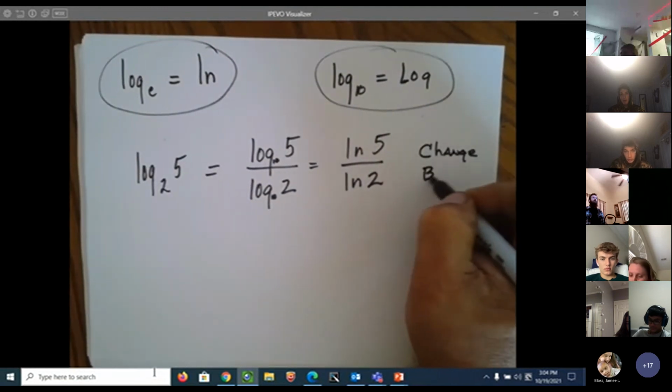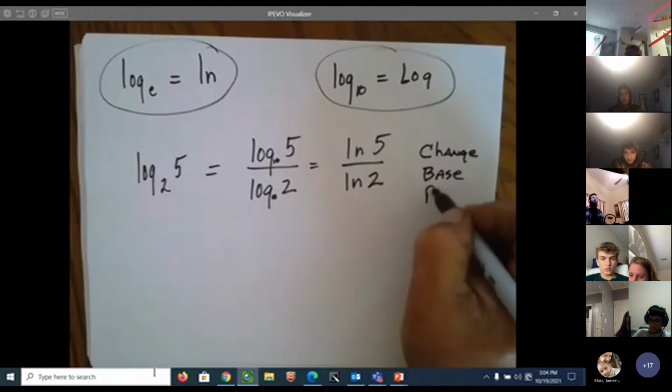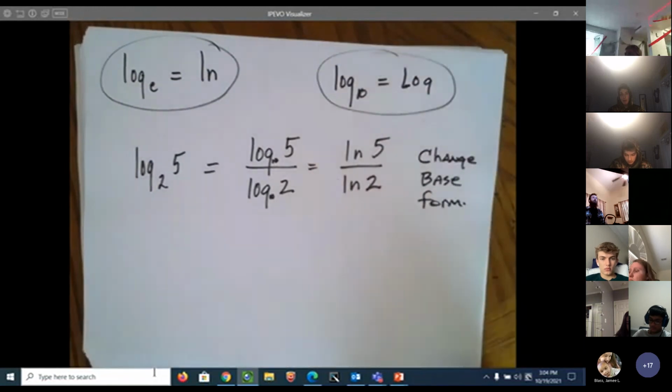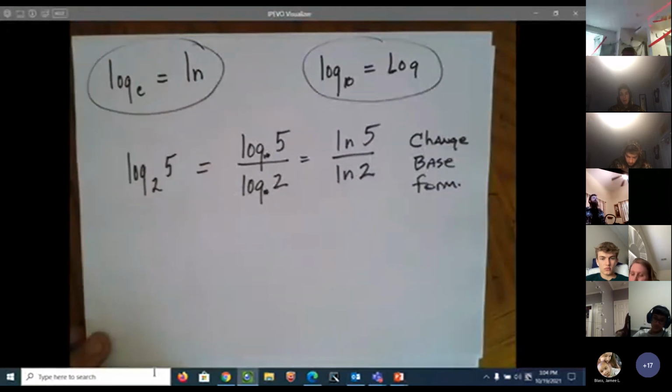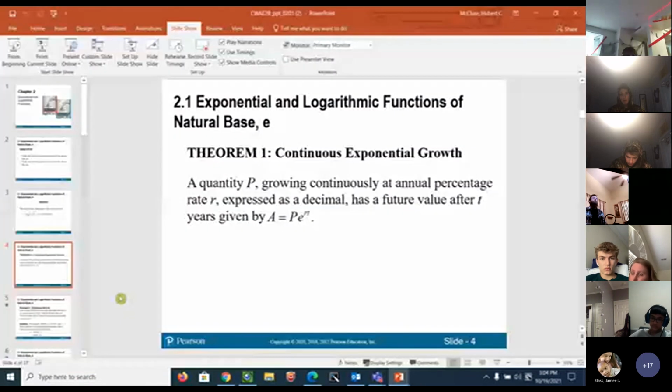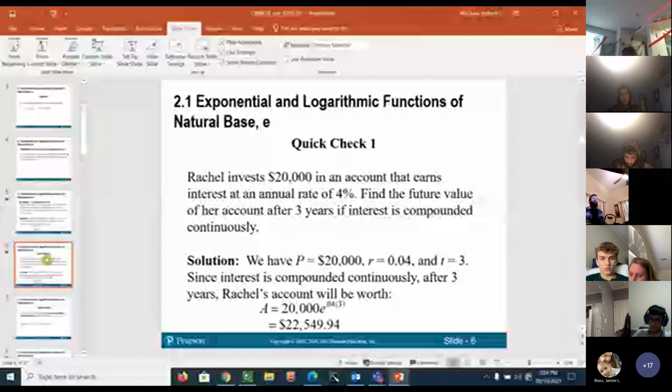Change base formula. You also got to remember e. We're fixing to get into e, which is 2.7 something. So let me get there right quick, then we'll go over the interest.